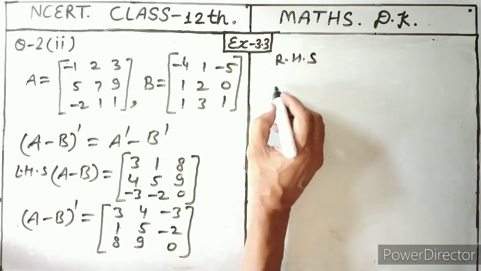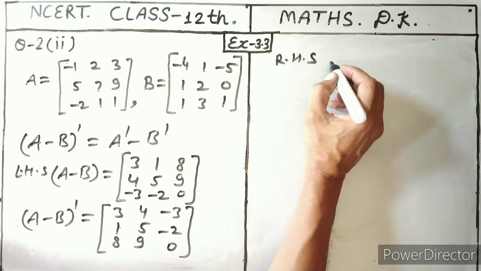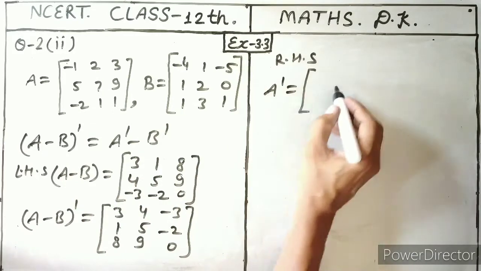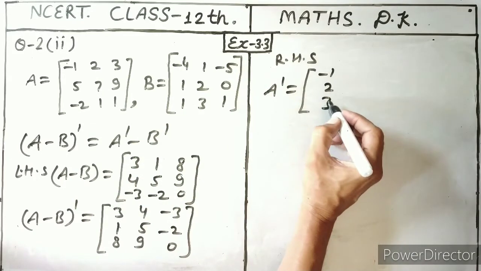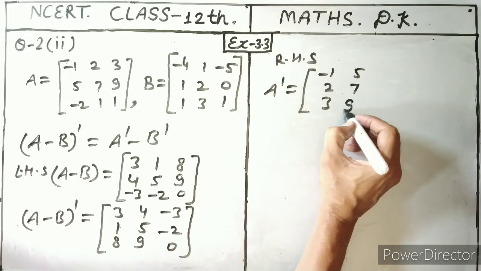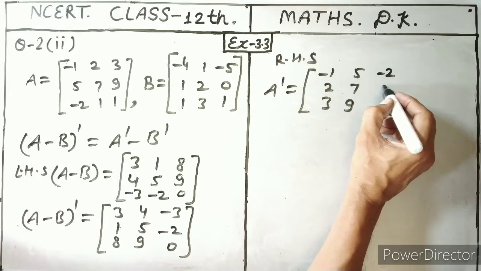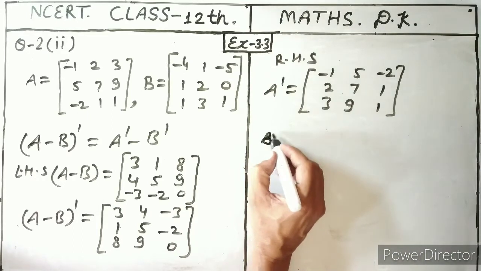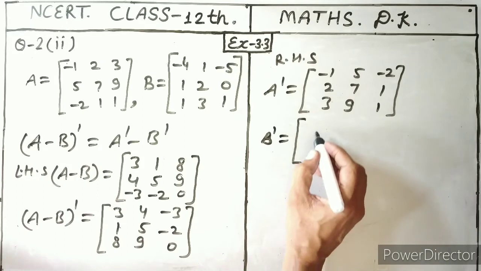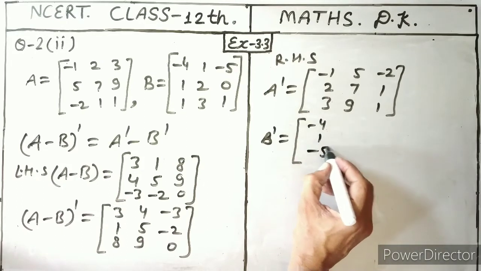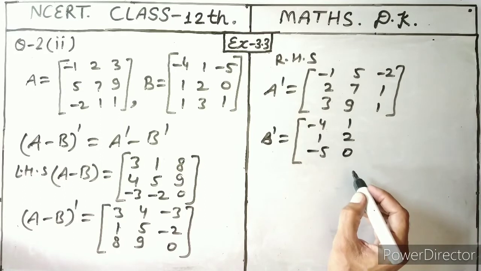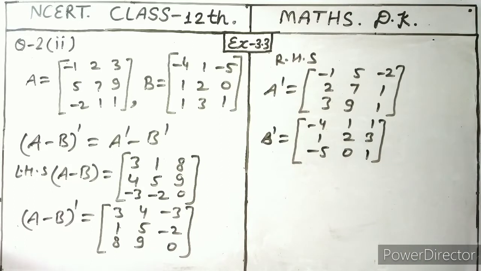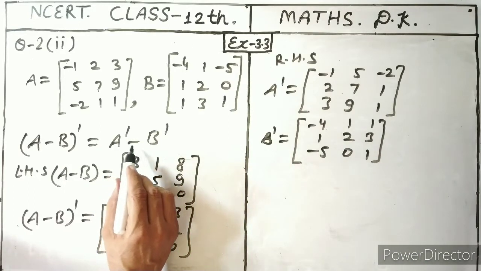Right hand side, at first we take transpose of A. A transpose is -1, 2, 3, 5, 7, 9, and -2, 1, 1. This is A transpose. And B transpose is -4, 1, -5, 1, 2, 0, and 1, 3, 1. This is B transpose.